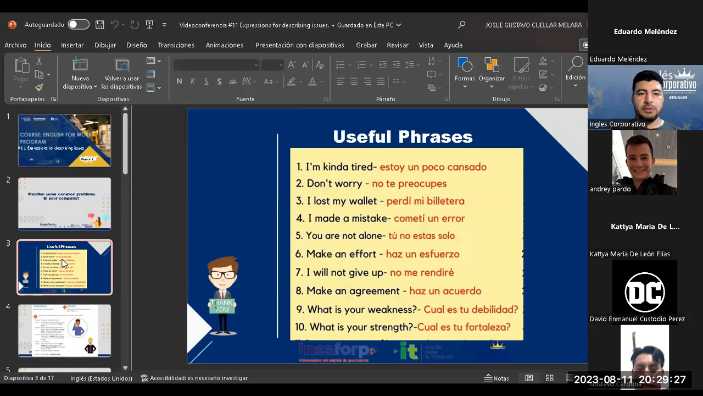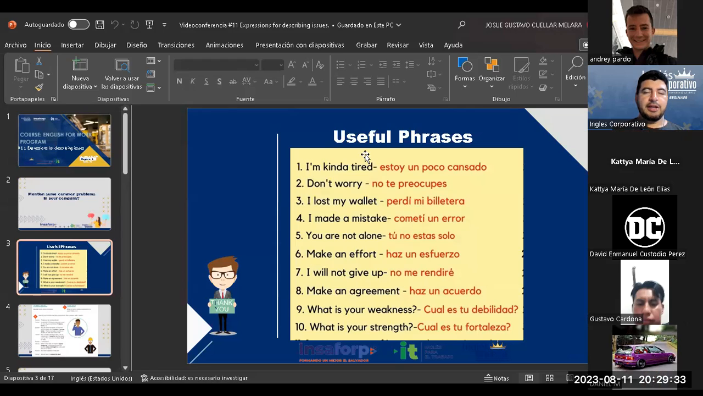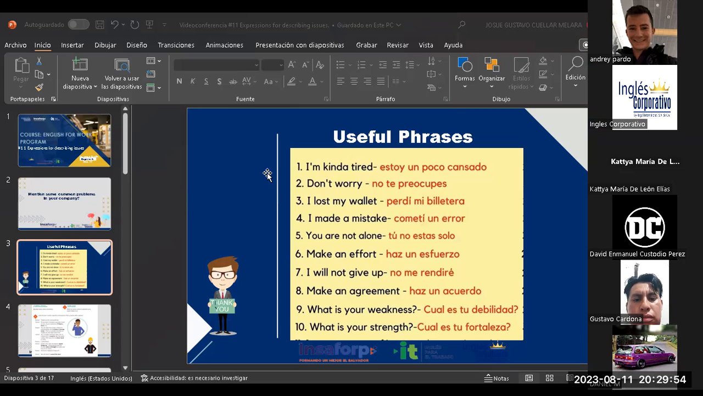Okay. Well, my friends, here we have useful phrases that are like idiomatic expressions, frases idiomáticas. Number one, I'm kind of tired. Two, don't worry. Three, I lost my wallet. Four, I made a mistake. I suggest you write this. Sugiero que escriban esto. That's very important to recognize this. I made a mistake.